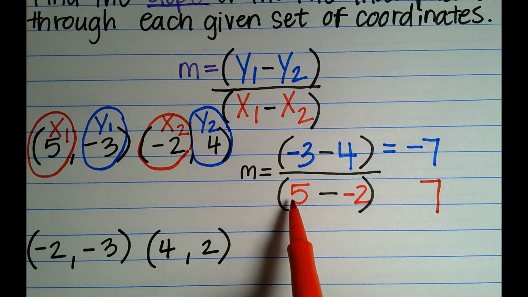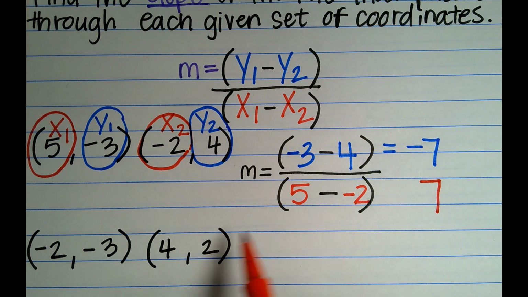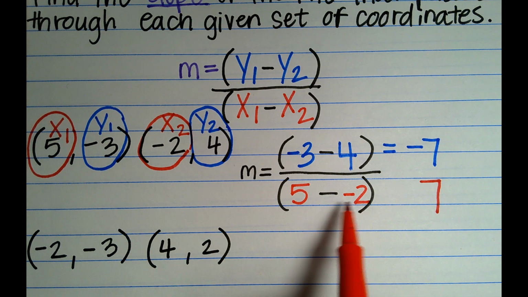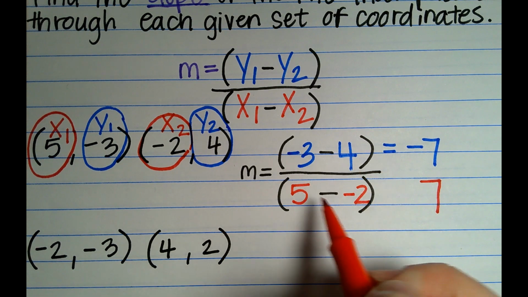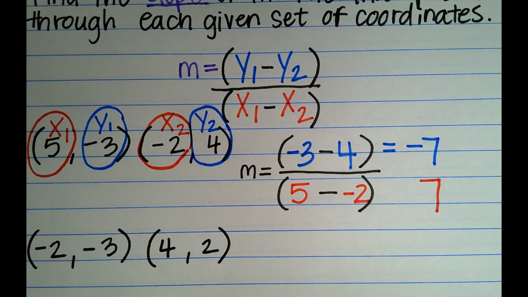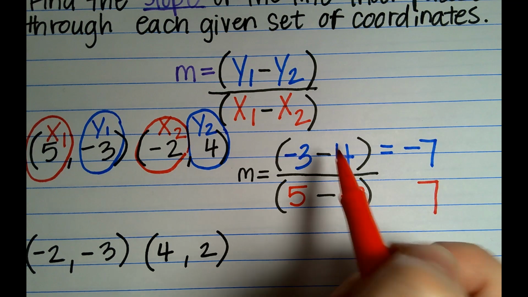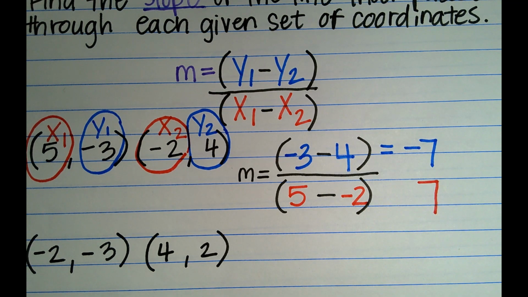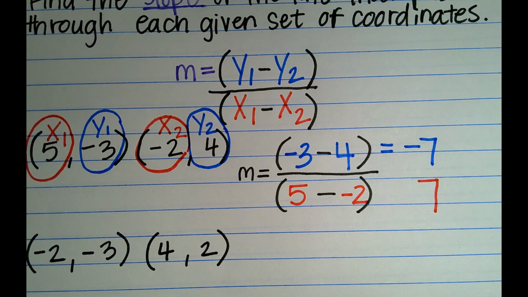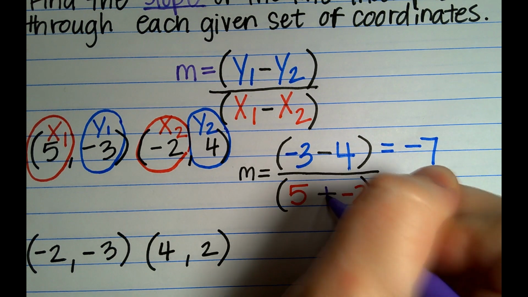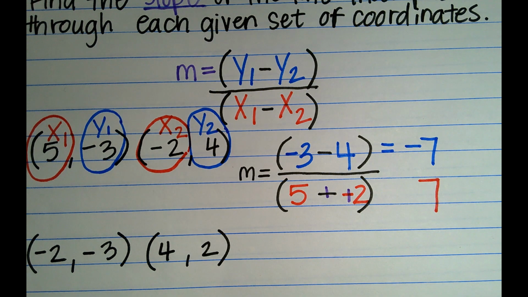Now, how did we get a bigger number than 5 if we subtracted? Yeah, we subtracted a negative. Yes, exactly. When we are subtracting a positive number, that value would get smaller. But subtracting a negative number, we do the opposite. It gets bigger. Those two minuses beside each other sort of cancel each other out and become 5 plus 2. And that's how we get our 7.